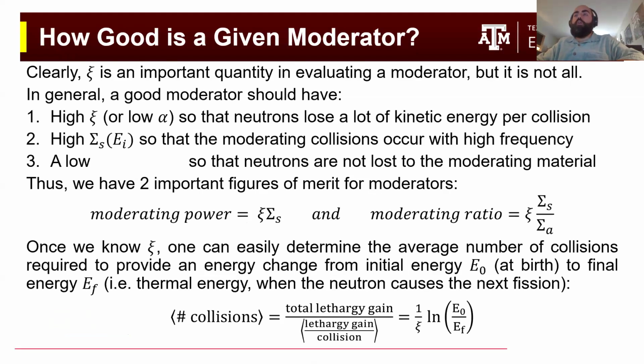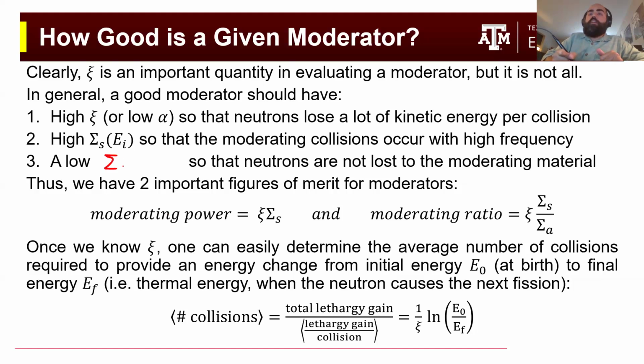So with worm, we can start evaluating what makes a good moderator a good moderator. In general, it has to have a high value of worm or a low value of alpha to make the neutrons lose a lot of energy per collision. We want a high scattering cross section so that collisions that result in the neutron energy decreasing happen with a high frequency. And we don't want our neutrons to be absorbed.